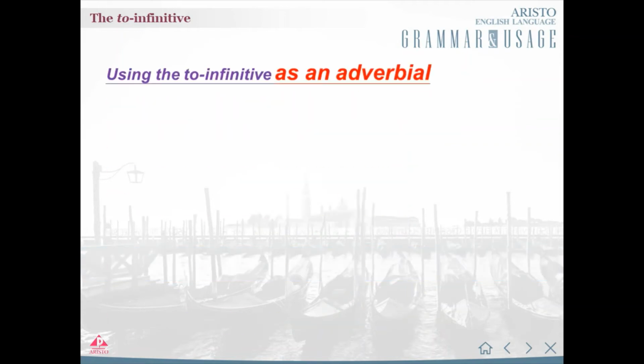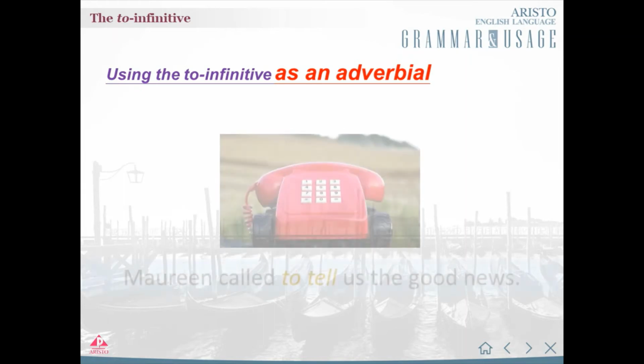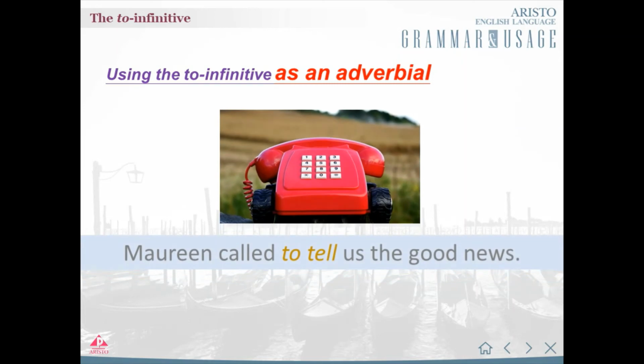The to infinitive can also be used as an adverbial to show the purpose of an action, the result of an action, or something that occurred after the action. Let's take a look at the example sentence. Maureen called to tell us the good news. This sentence tells us that the purpose of Maureen calling was to share good news. Using the to-infinitive in this way allows us to give the reader more information about the action.